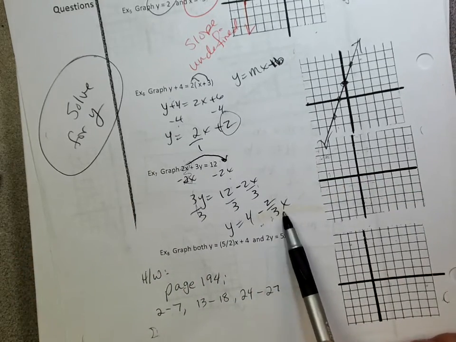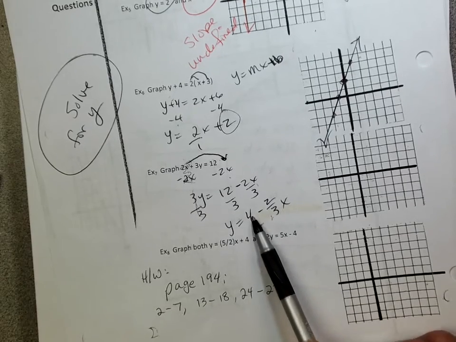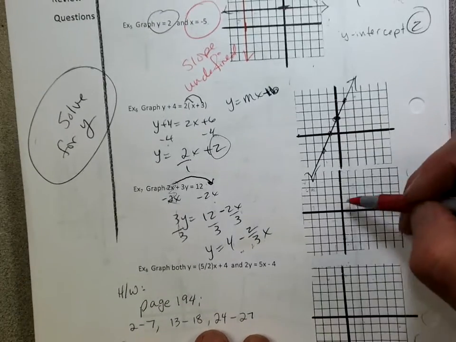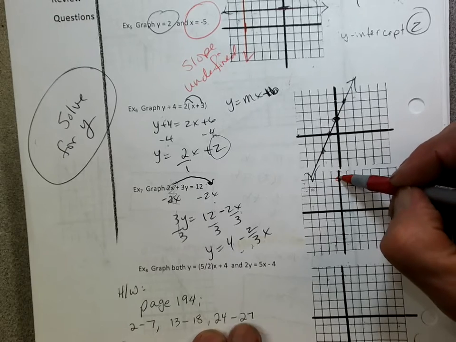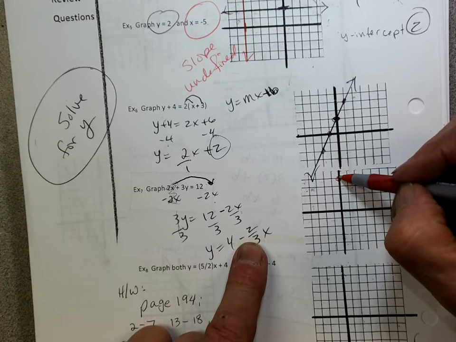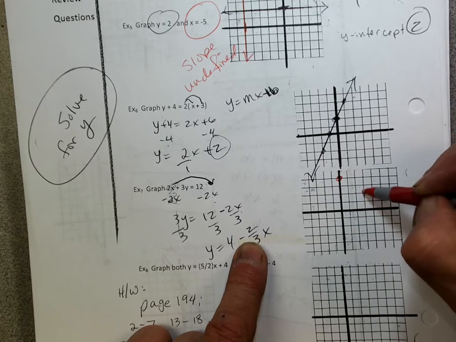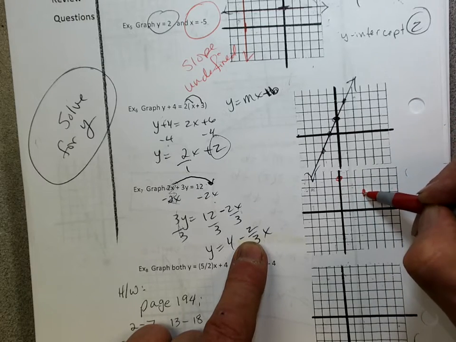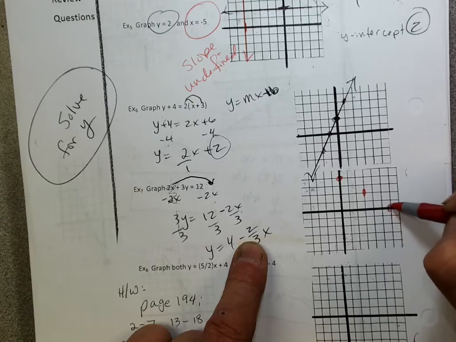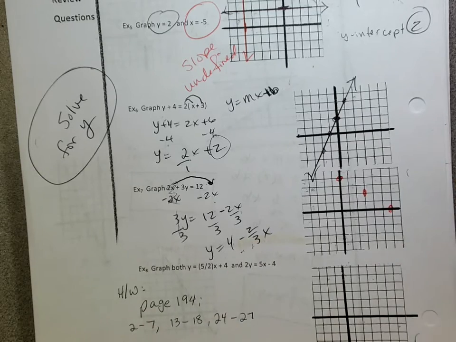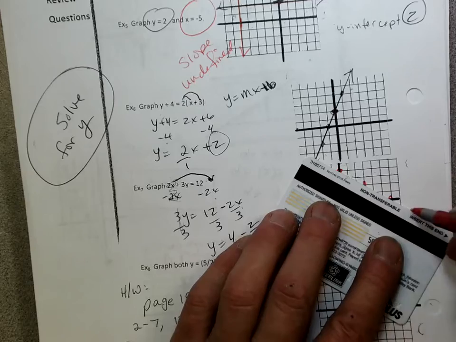Okay, now your slope is with the x. The slope is negative 2/3. Your y-intercept is 4. So let's go up to 4. 1, 2, 3, 4. And now it's a negative slope. So instead of up, I'm going to go down 2, 1, 2, and over 1, 2, 3. Okay? So my line is right there.